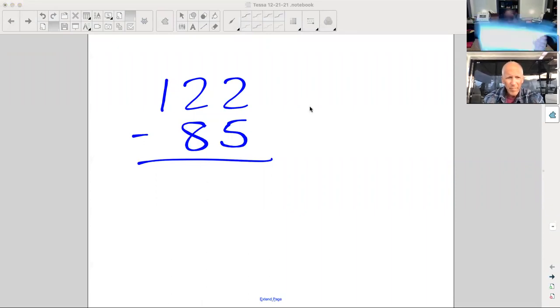Okay. And now it's time to answer it. Okay, I wrote that wrong. Let's see. 2 is too small for 5, so we make it into a 12. And we borrow that from the 2, which becomes a 1, but 1 is too small for 8, so we turn it into a 10. And we borrow that from the 1, which becomes a 9.